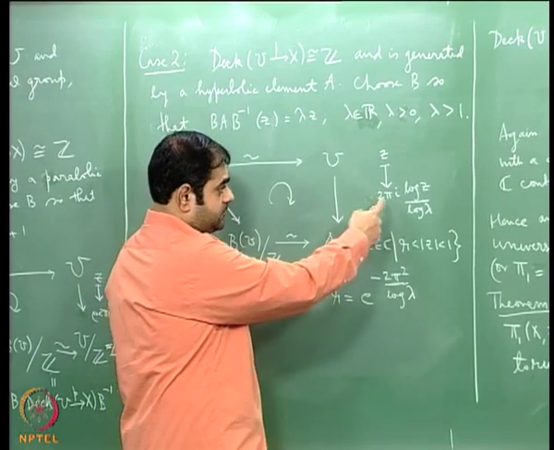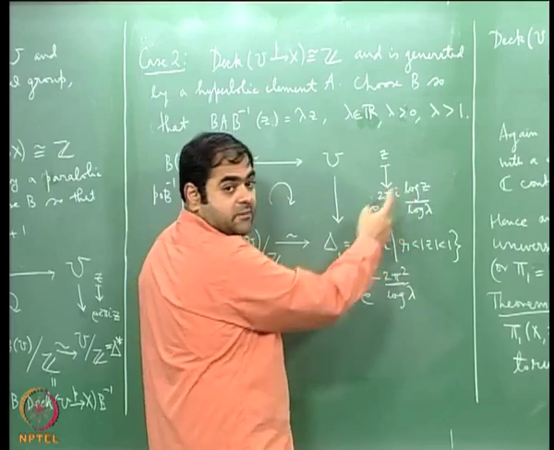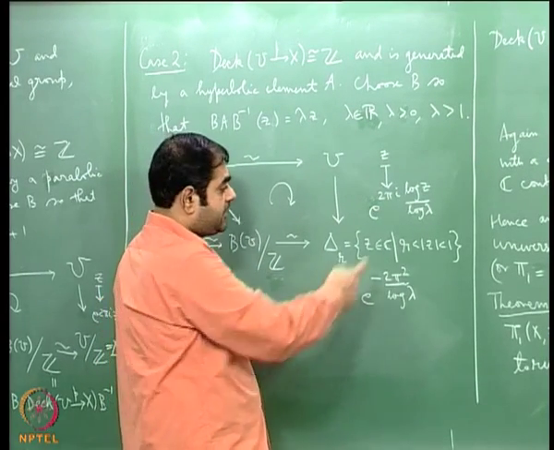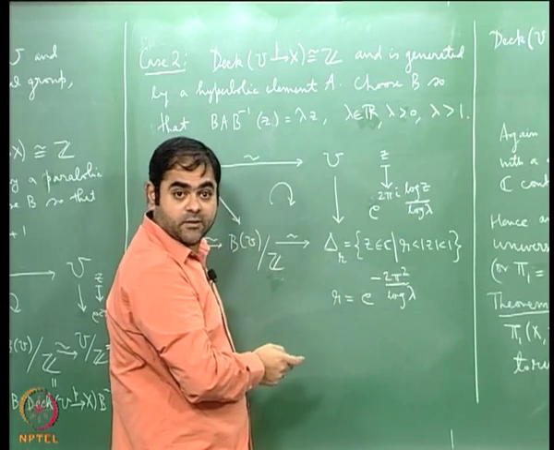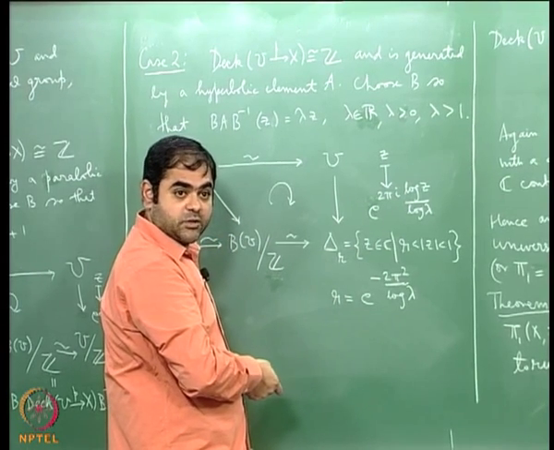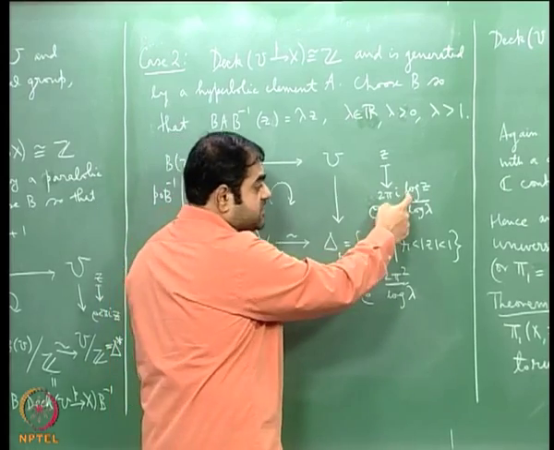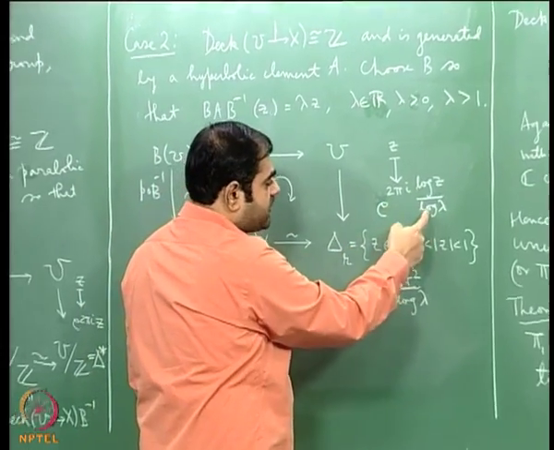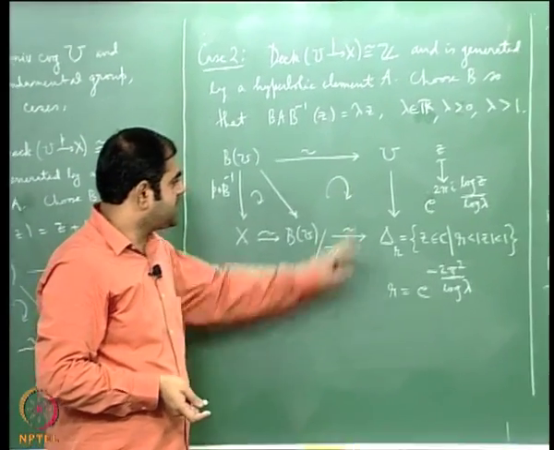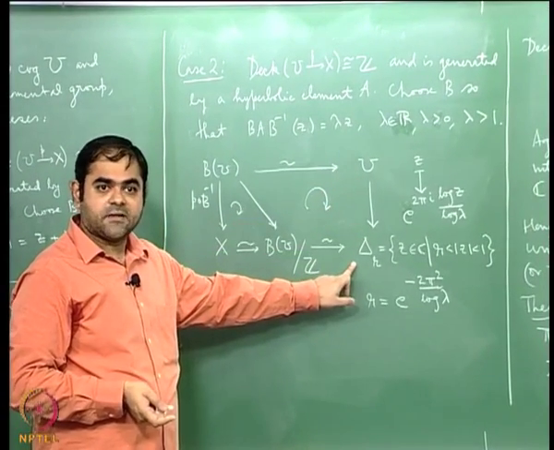And mind you, the logarithm that I am using here is the principal branch of the logarithm, okay. When you say logarithm of a complex number, it is a multi-valued function, so you have to choose a branch, and I am choosing the principal branch of the logarithm here. And of course this log lambda is a real logarithm, there is no problem with that, okay, and you can check that this is the covering map.